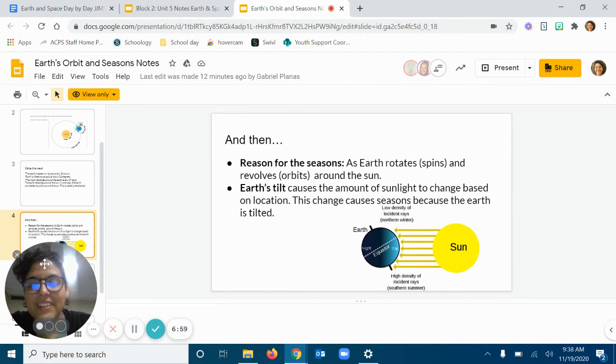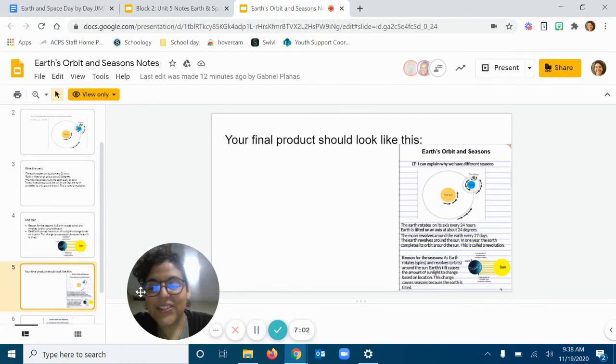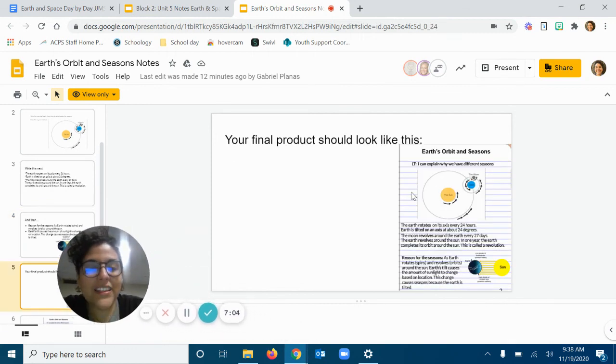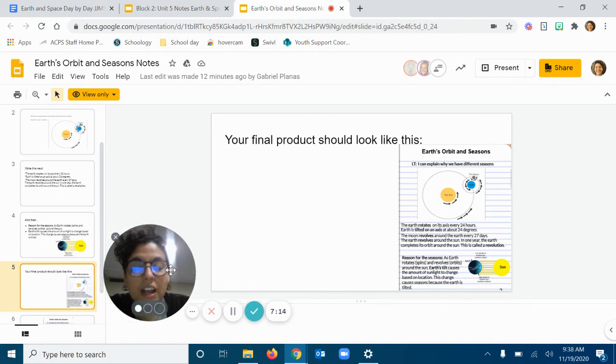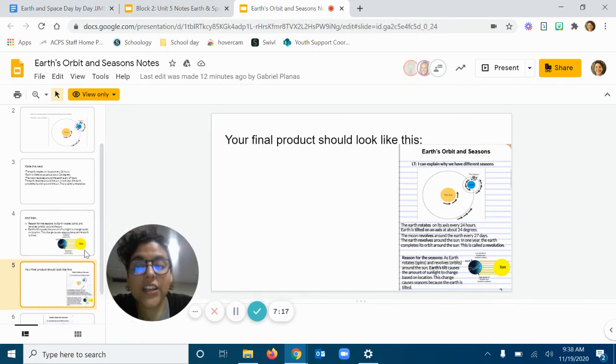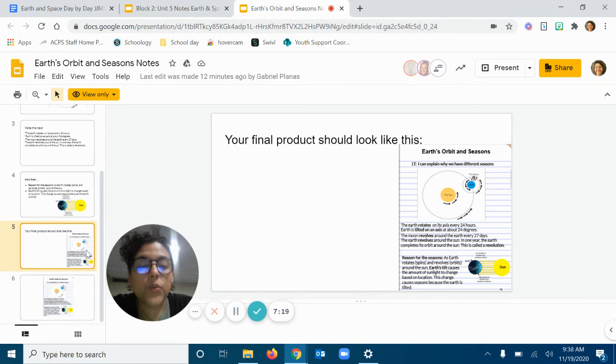Okay, so your final product should look like this in your notebook. You have a diagram, some facts about the Earth, moon, and sun, and key vocab, and then why we have seasons, which is because of the Earth's tilt, changing the amount of sunlight we get from the sun.